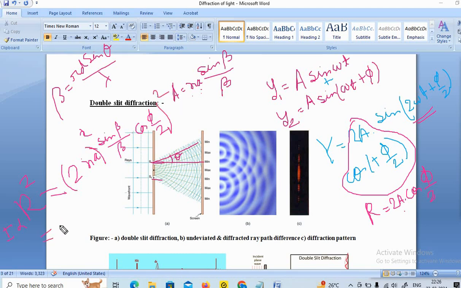When you are squaring this, one can get 4 into (N into A) whole square. (N into A) whole square can be represented as I0, the central maxima intensity. Then comes sin square beta divided by beta square into cos square phi by 2. Now one can easily see in this intensity expression there are two terms. The first term is sin square beta by beta square. This is the case of single slit diffraction. And the second one is cos square phi by 2. This is the case of interference. So we have an overlapping of interference pattern and diffraction pattern.